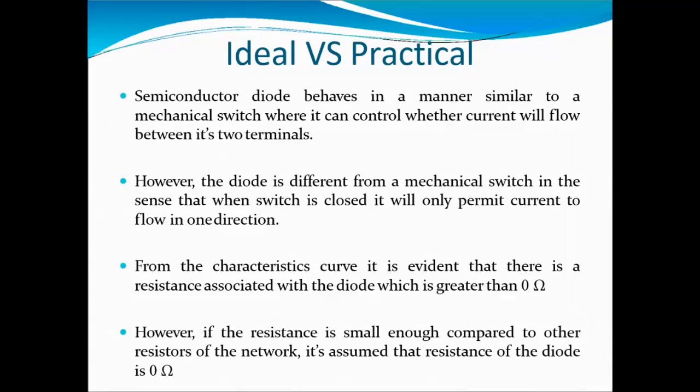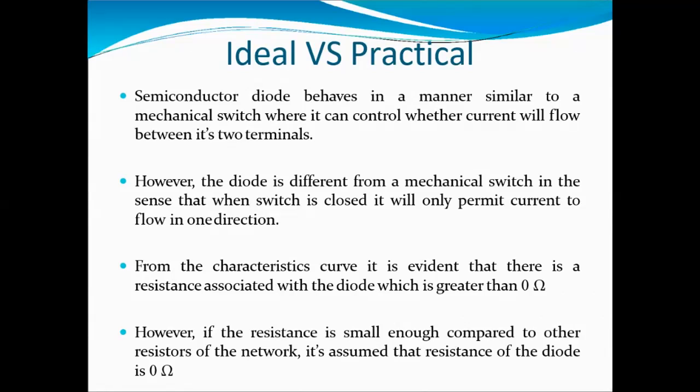That means in forward bias the current is passing. In reverse bias there is no current passing. So that's why the diode acts as a switch. The semiconductor diode behaves as a mechanical switch. What is the definition of switch? Switch is an electronic device. It operates on and off. So that's why the diode is also working just like on and off.